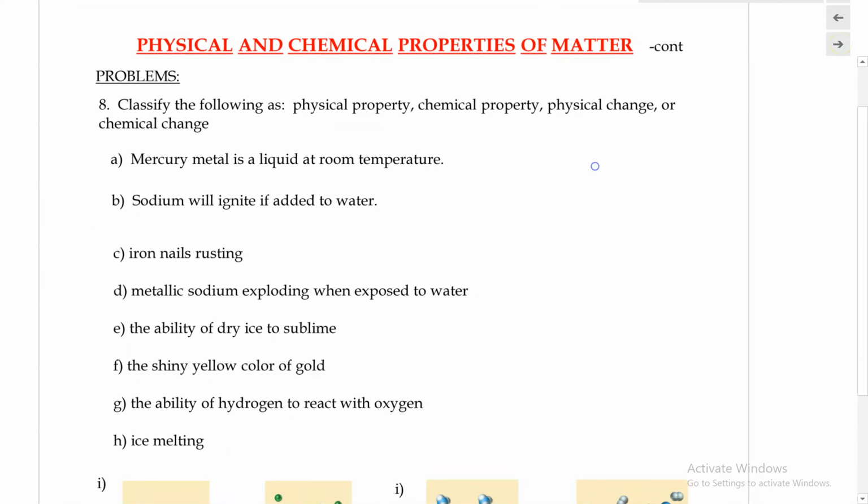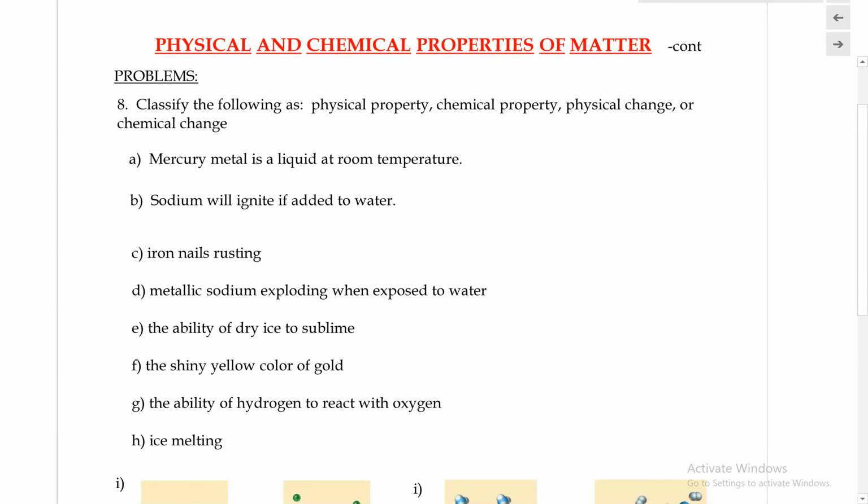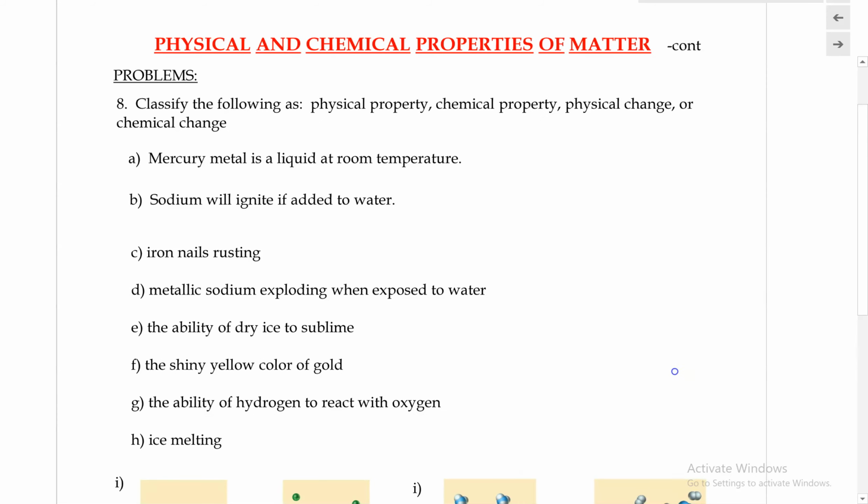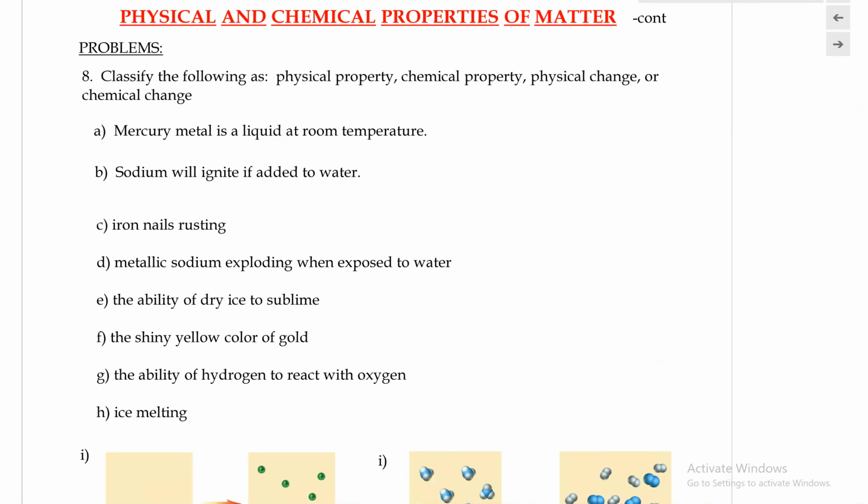So let's try some of these examples right here to make sure that we know how to use this terminology. So problem number 8, classify the following as a physical property, a chemical property, a physical change, or a chemical change. So we'll go over some of these examples right here.